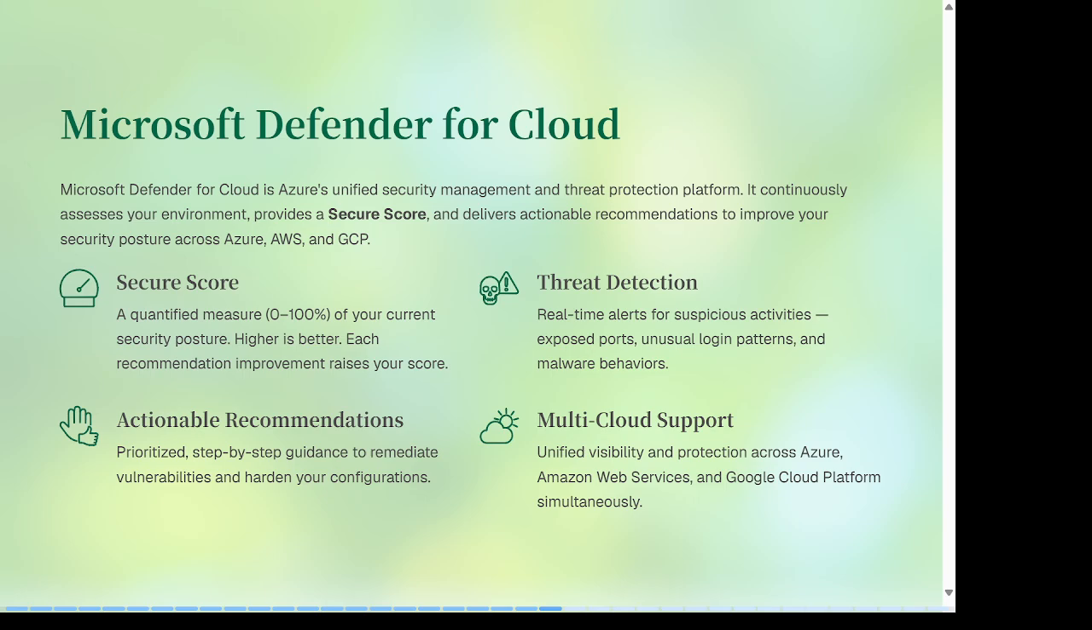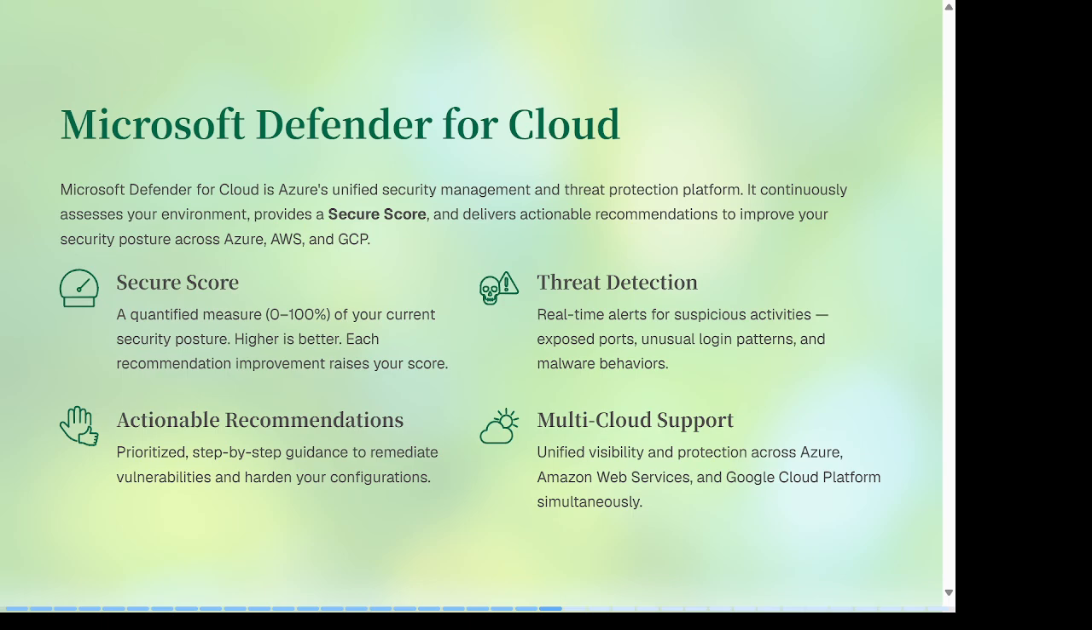Every security recommendation you implement increases your score. So it works like a security improvement dashboard. It tells you exactly how secure your environment is and how to improve it.